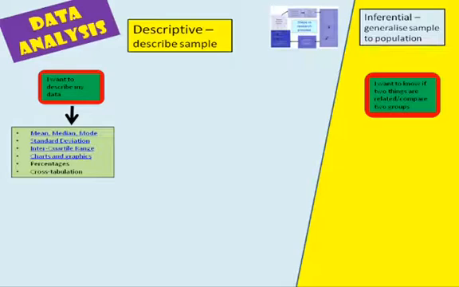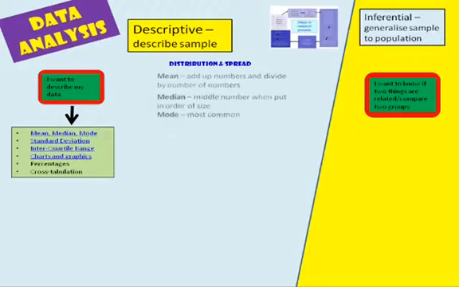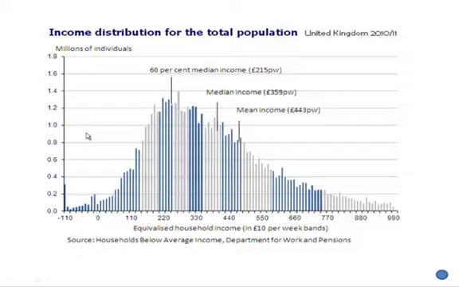We're going to start with the mean, the median and the mode, which are all measures of the average. The mean is calculated by adding up all the numbers you have got and dividing by how many numbers there are. The median is the middle number when the numbers are in order of size, and the mode is the most common number. Let's just look at an example of this.